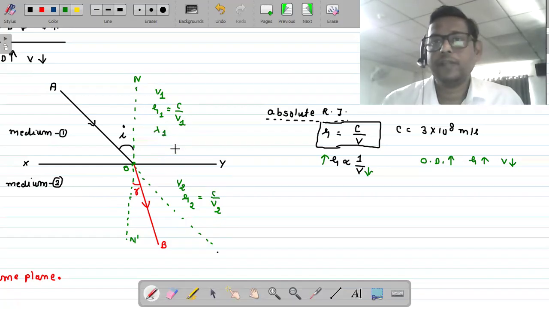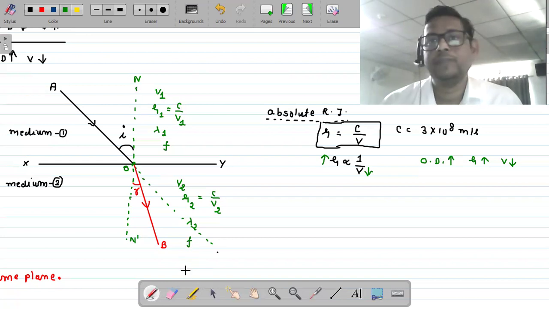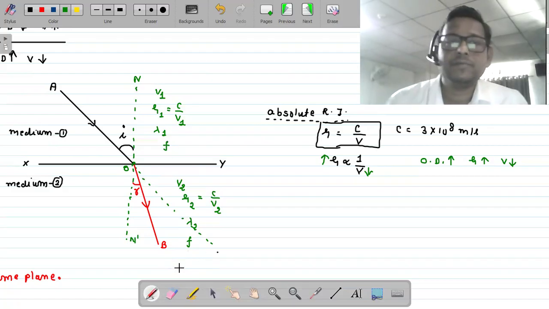Let's say lambda 1 is the wavelength of light in medium 1, and lambda 2 is the wavelength of light in medium 2. The frequency remains the same in both the mediums. So let's say the frequency is f here and f here, it remains the same, because the frequency depends on the source of the light.